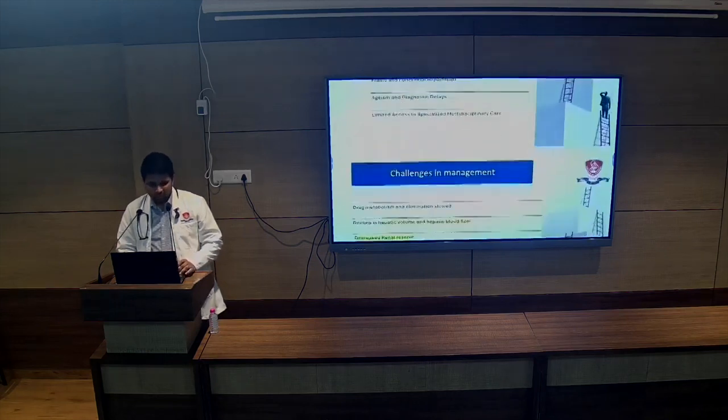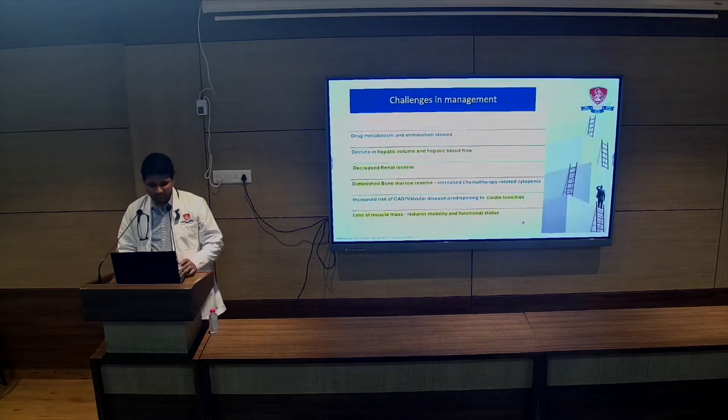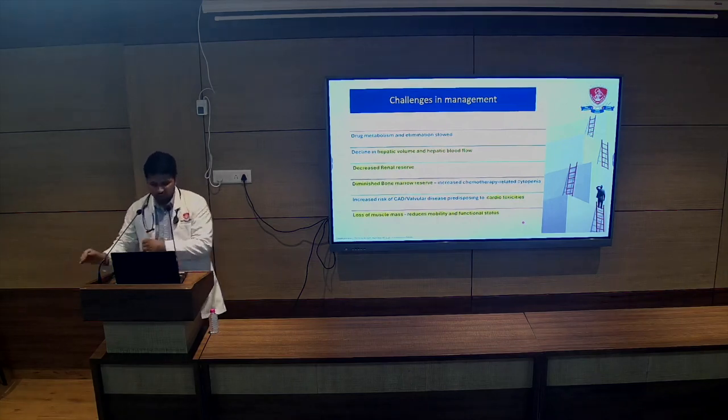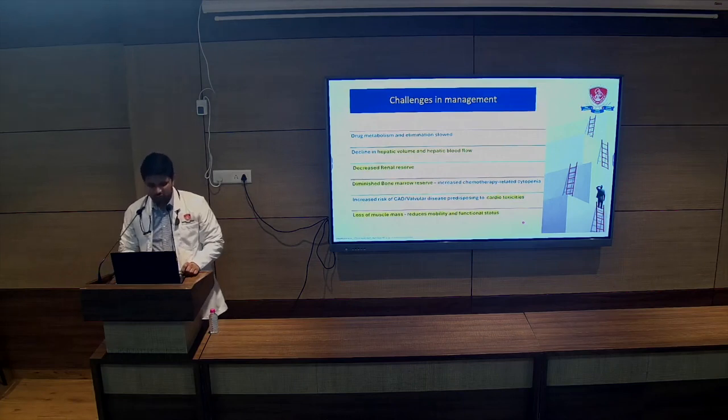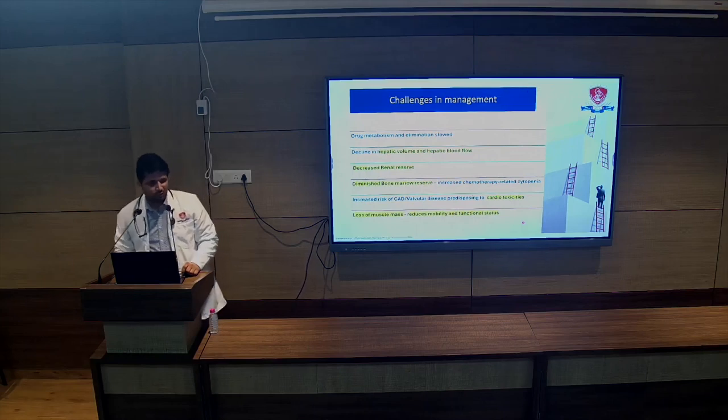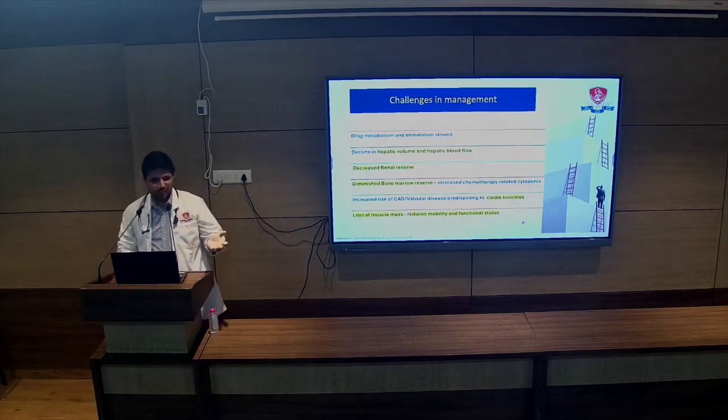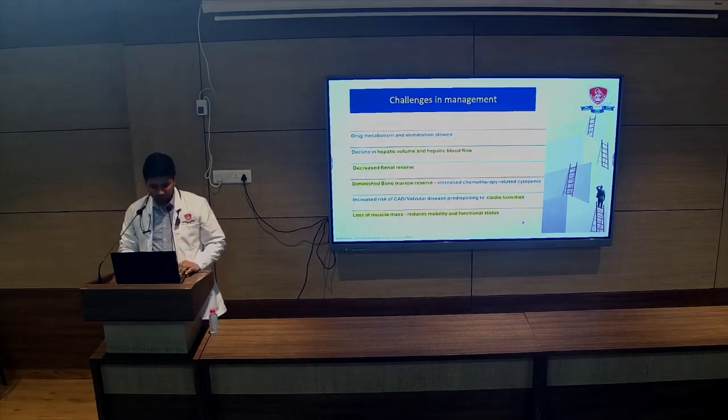And if we talk about the aging specific challenges, that can be due to altered or slowed metabolism, which can be due to underlying hepatic, renal or bone marrow reserve, and it can lead to increased chemotoxicity risk and cardiotoxicity. We also see increased prevalence of sarcopenia in these patients, and whenever these patients get chemotherapy, the sarcopenia prevalence increases. It can reduce the mobility and functional status, which is in itself a poor prognostic marker in oncology patients.